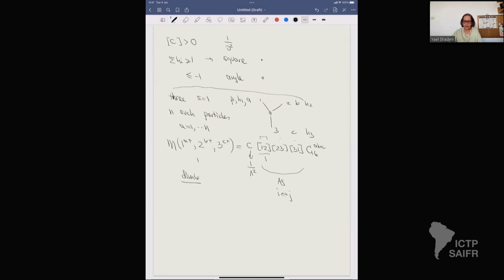So that means that if I exchange any two of the gluons, the C^ABC here needs to be anti-symmetric too. So this C^ABC has to be anti-symmetric under exchange of 1, 2, or 3, any pair of them.